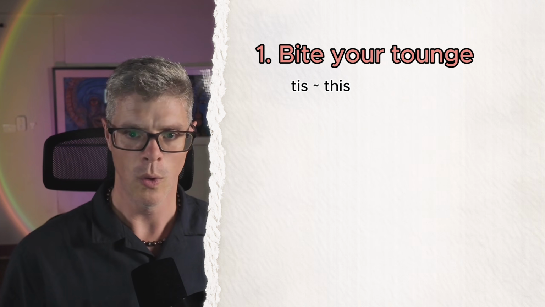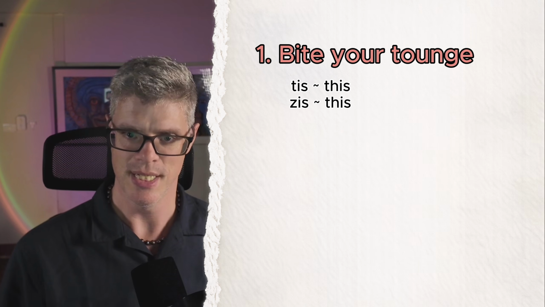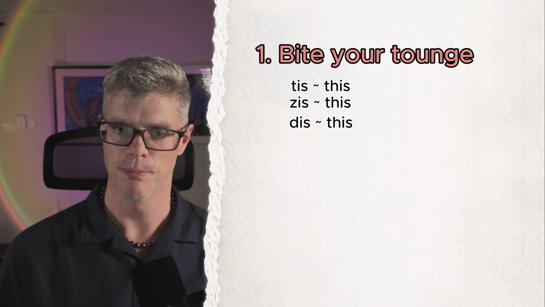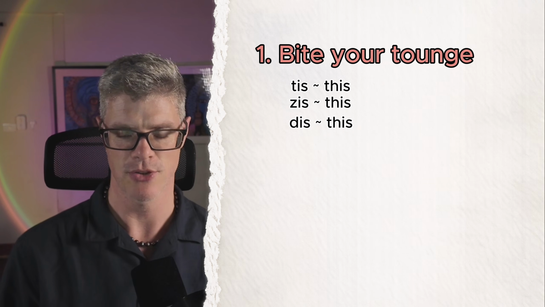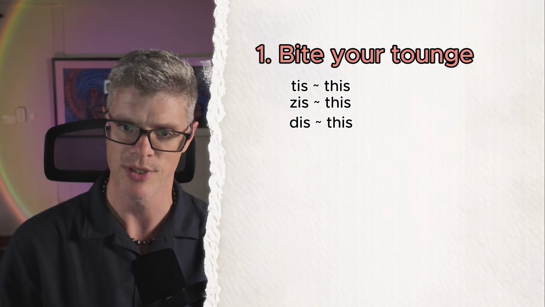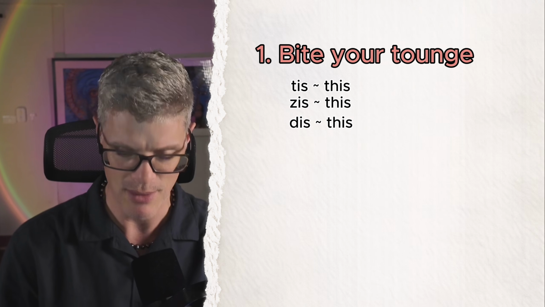Okay. Or they might get a Z sound. "Zis is a nice day." Or a D sound. "Dis is a nice day." And there are a number of different potential mistakes and errors here, but they're all coming from the same place, and they're coming because you're not biting the tongue between the teeth. So to accurately pronounce the TH sound in English, you need to bite the tongue between the teeth.